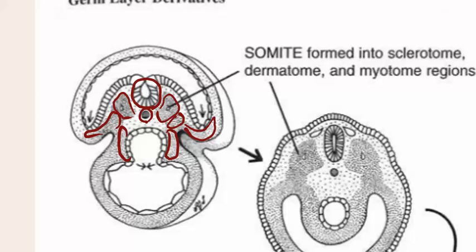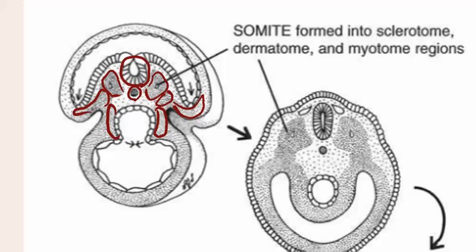Can you repeat that one more time? Is it following all the way down around the yolk sac, or is it something else?